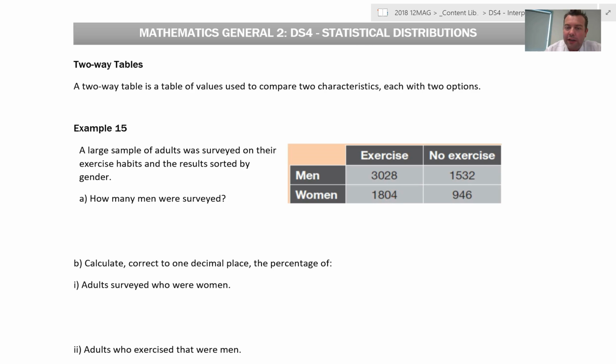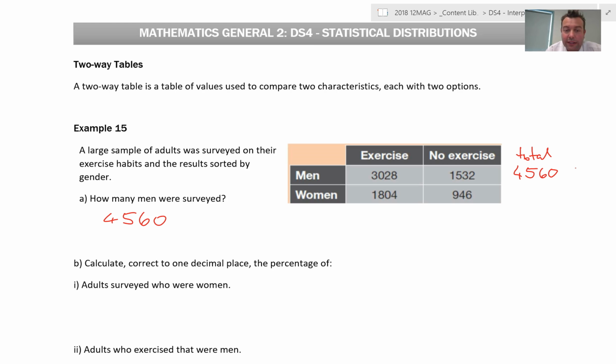So how many men were surveyed? Well, what I would need to know is the number of men who exercise and the number of men who don't exercise. So what I really want is a total column over here, right? Total here. If I add those together, I think I get 4,560. So there are 4,560 men. Now I can do the same with the women, but we'll press on for time.